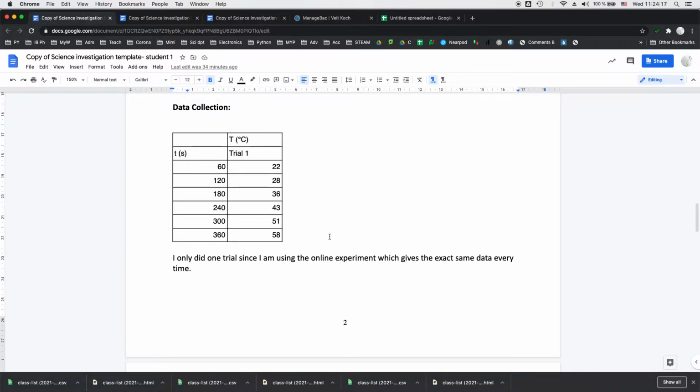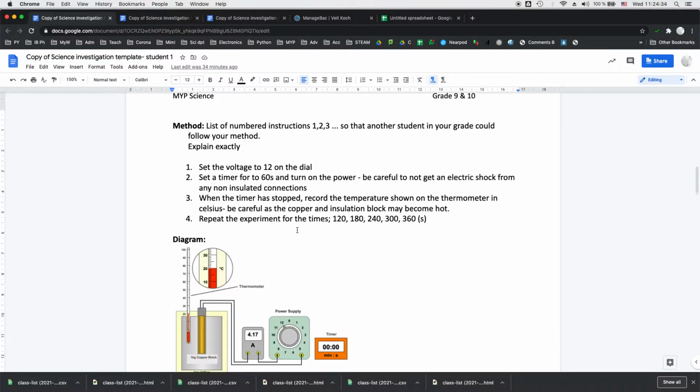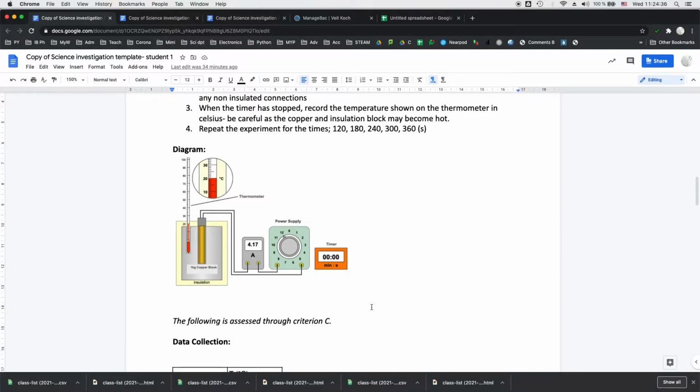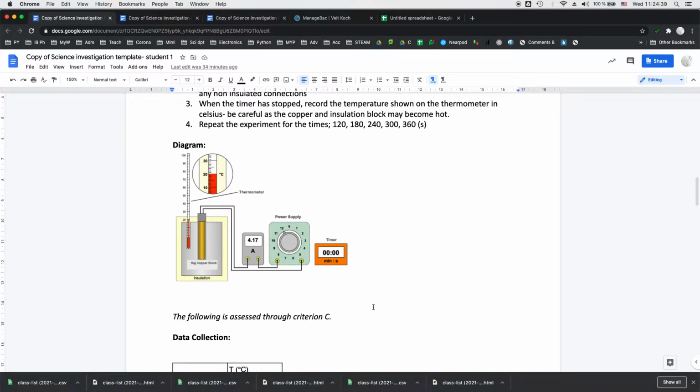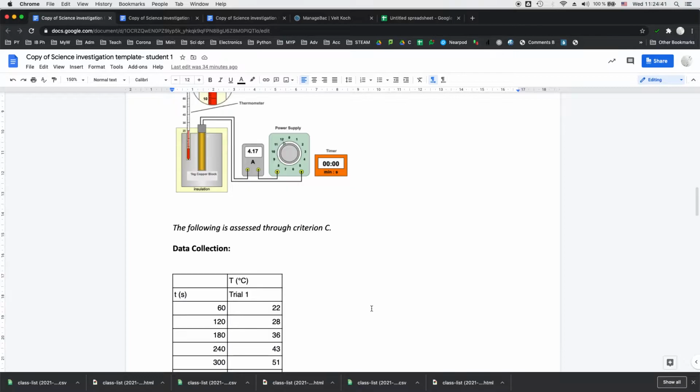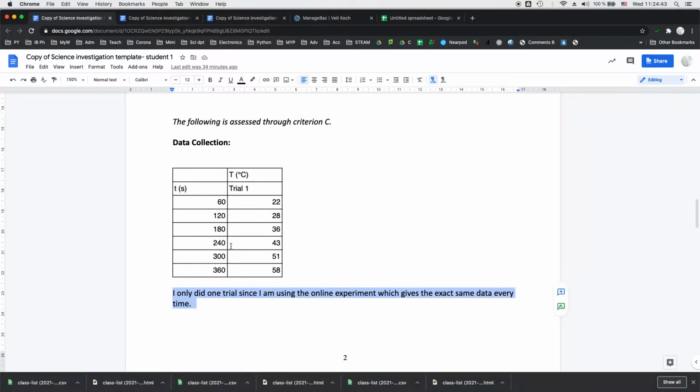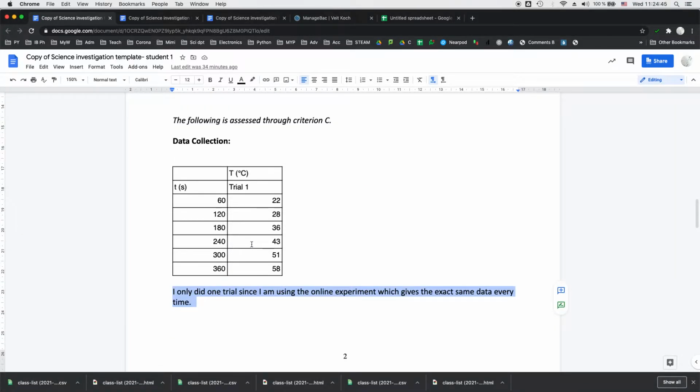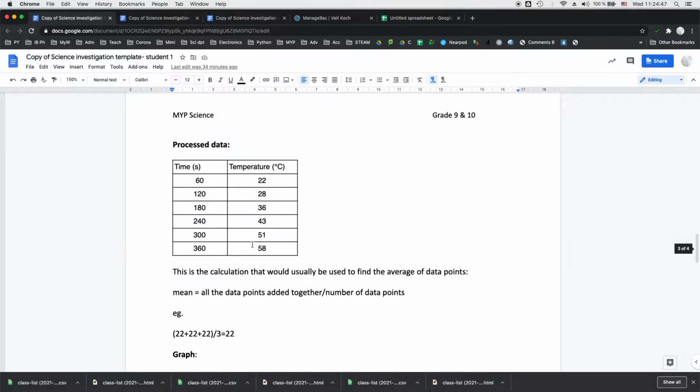So for the first one here, there are actually 6 different data points, but only one trial. And there's only one trial because the student got the same result every single time, and that is just because it's a simulation. Some simulations have a built-in error to make it more real. This one doesn't, so it's fine under these circumstances to just put one set of data in there.